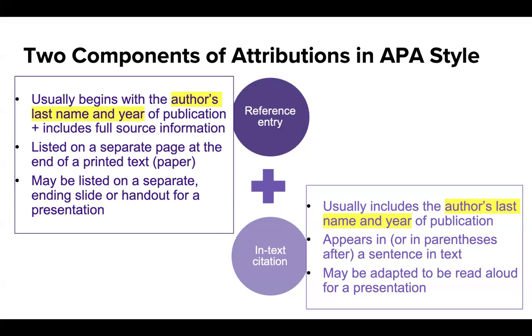So, for example, if you quote Smith 2025 in your text, the reader can then check the references list and look for Smith 2025 to find the full publication information for the source.